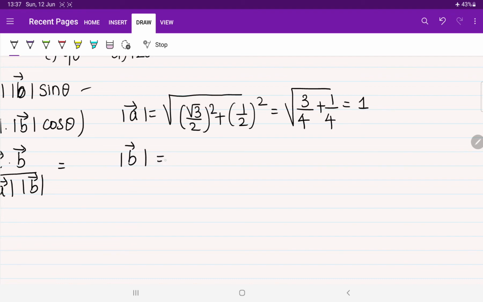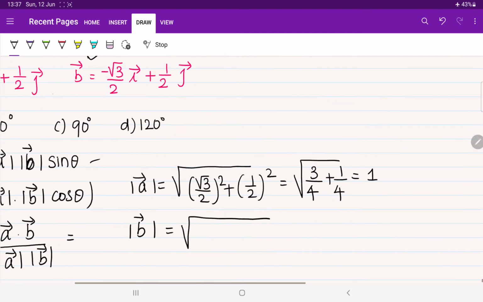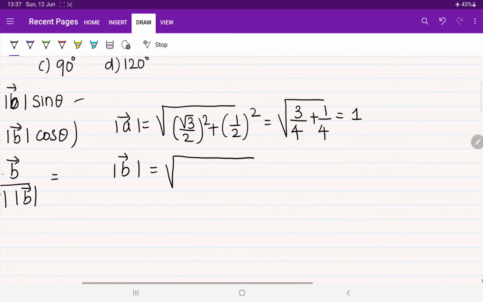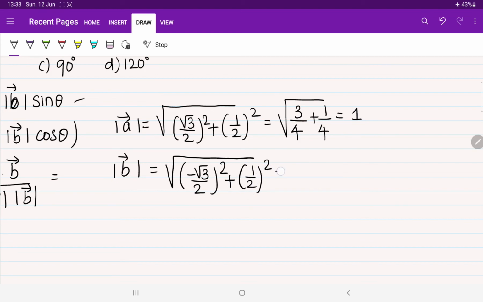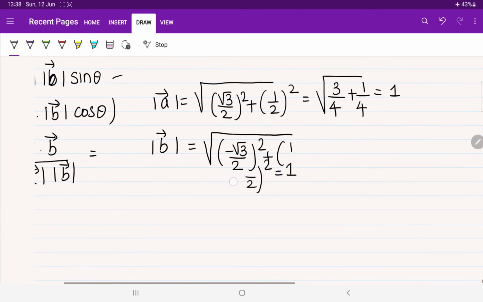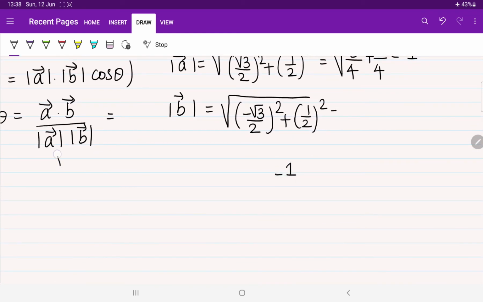Similarly, if you calculate mod of B, repeat the same procedure: minus root 3 by 2 whole square plus 1 by 2 whole square. You will come up with the same answer. Once again it will become 1 only. So in the denominator, both values are going to be 1 into 1, so this overall value will become 1 only.